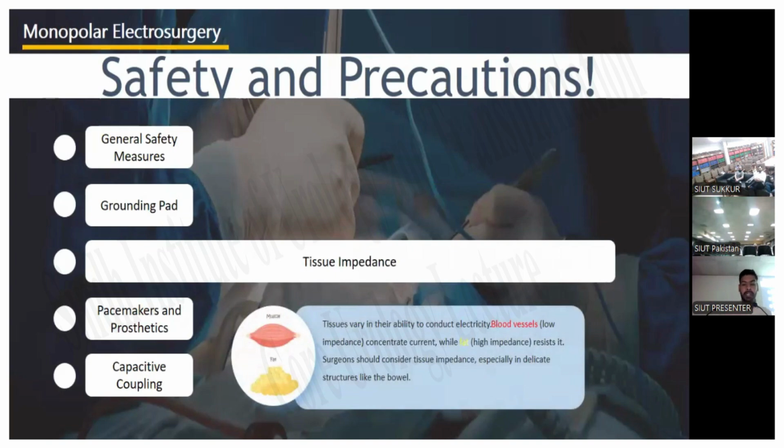Considering tissue impedance is very important because different tissues have different abilities to conduct electricity. Blood vessels have low impedance and concentrate current, while fat resists it. So surgeons should also consider tissue impedance, especially when dealing with delicate structures like the bowel.